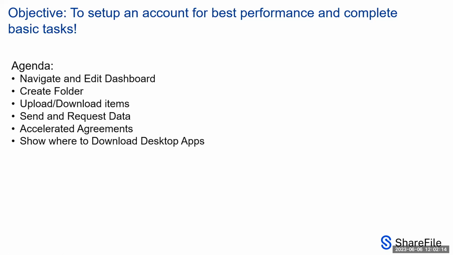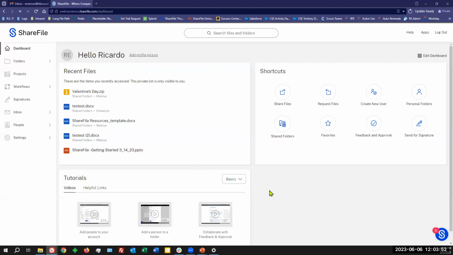Go over how to edit and navigate the dashboard. We'll take a look at creating some folders. We're going to go through uploading some items into a folder, show you how to download from that folder. Once the items are in there, we'll take a look at how to create a share link or a send link. We'll also take a look at creating a request link. And we're going to touch base on a new feature that went live a couple of weeks ago called Accelerated Agreements. This is a new client onboarding process that's very seamless, so we'll take a look at that. And lastly, we'll show you where to download desktop applications, and here we are.